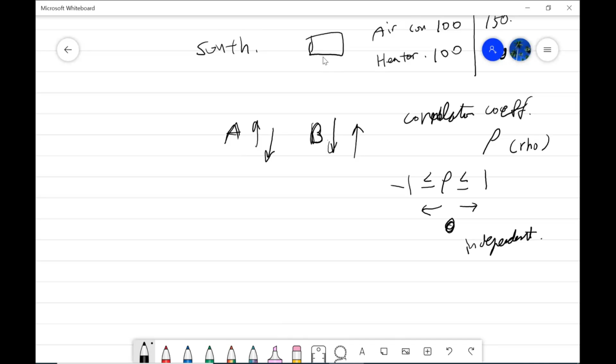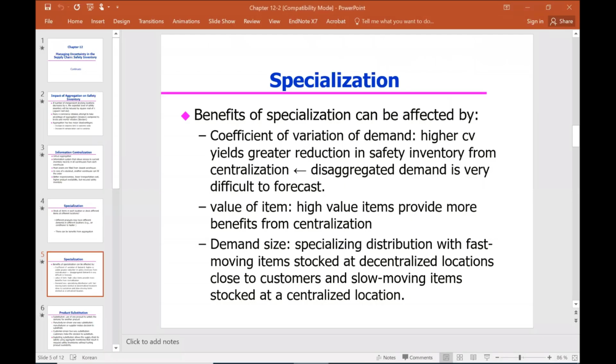According to this, if the correlation coefficient of the demand is high, close to +1, you can easily aggregate those products and make a specialization. Why? Because the demand pattern is the same. If the weather is getting hot, the demand is increasing for both products, so you can easily specialize and aggregate them. But on the other hand, what about disaggregated products?